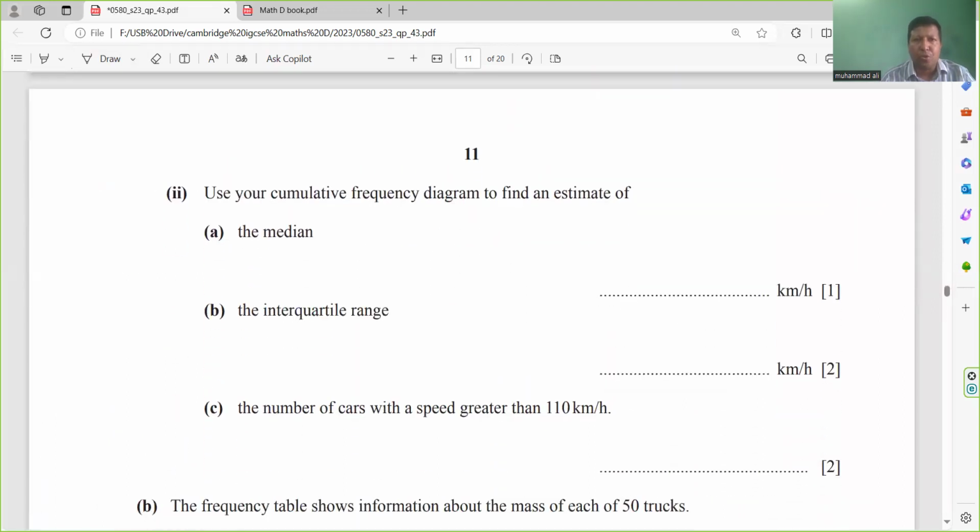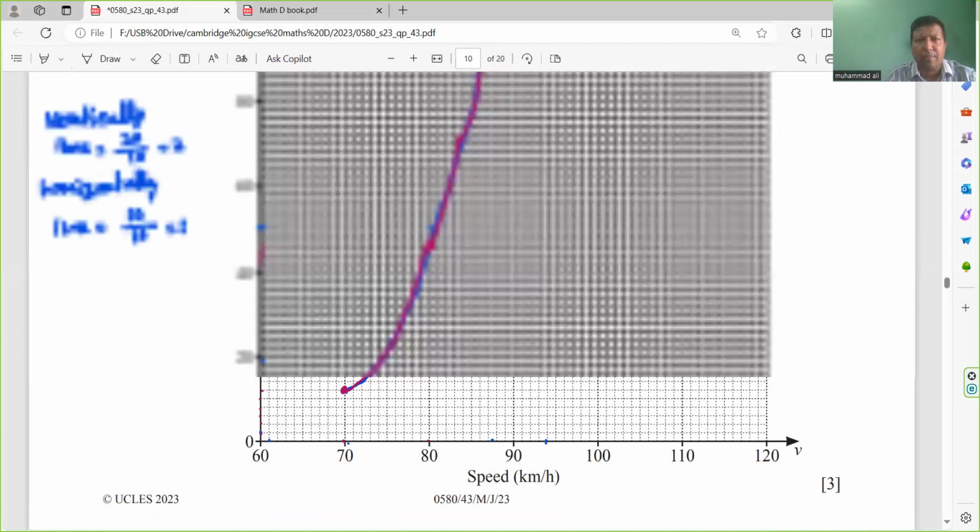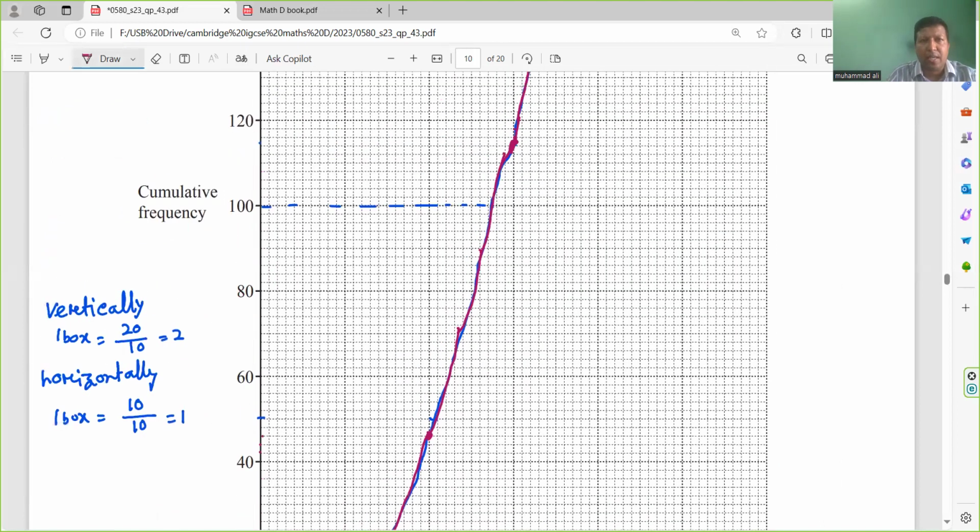Now part 2: use your cumulative frequency diagram to find an estimate of the median. One thing you have to remember: for the median we use n divided by 2. So what is n here? 200 divided by 2. That means the 100th position will be the median. Where is the 100th position here? Here, the 100th position is here.